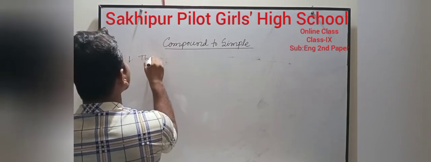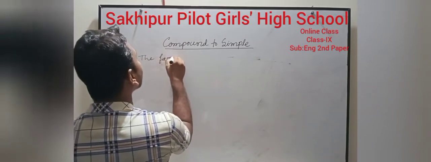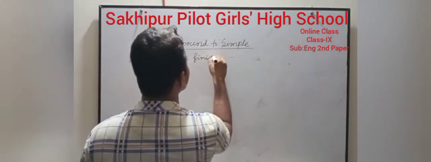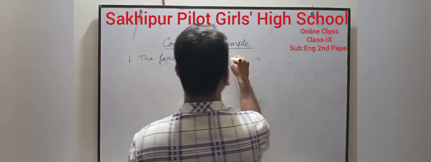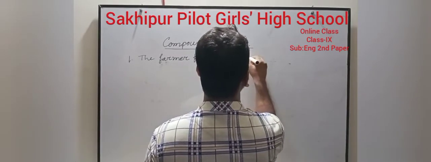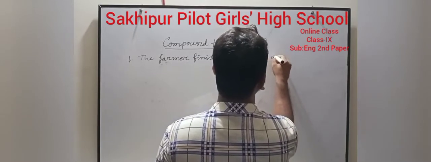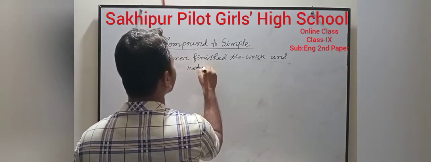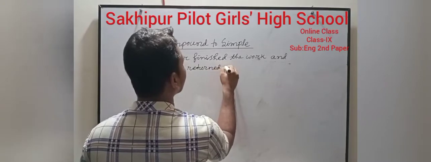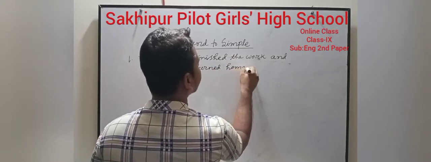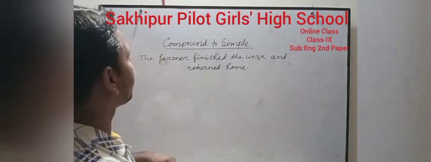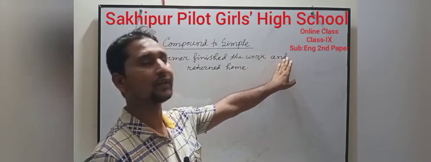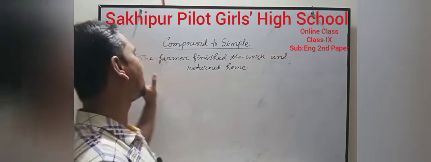The farmer finished the work and returned home. Here you can see only one subject before, and there is no subject after the conjunction and. Here is only one subject.